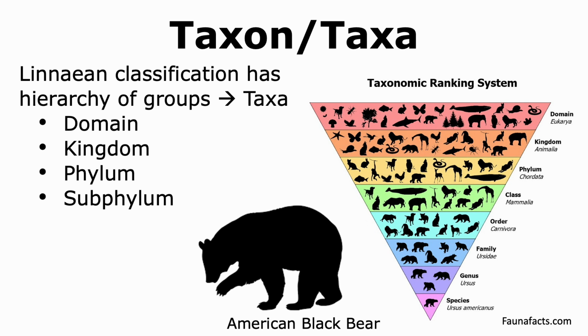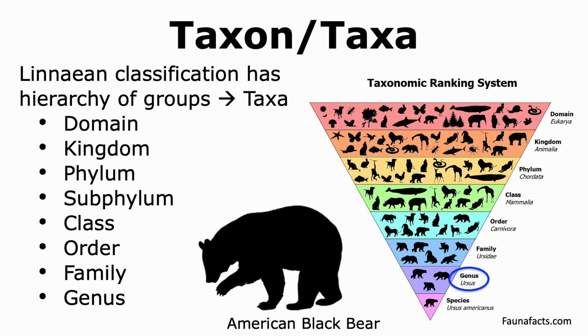But in the case of the American black bear, it belongs to the subphylum of Vertebrata because it has a vertebral column. The next taxon is the class, and the black bear is in the class of Mammalia. The next taxon is the order, and the American black bear is in the order of Carnivora. The next taxon is family, and the American black bear belongs to the family of Ursidae. Following the family comes the taxon of genus. The American black bear is in the genus of Ursus.